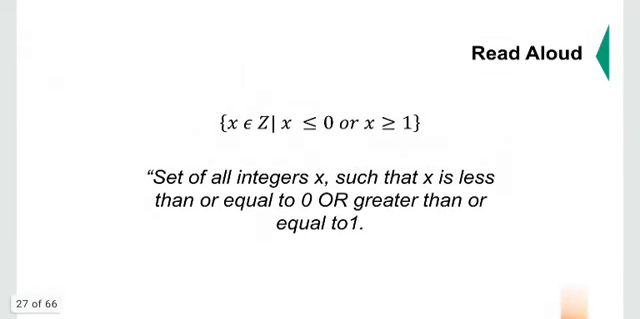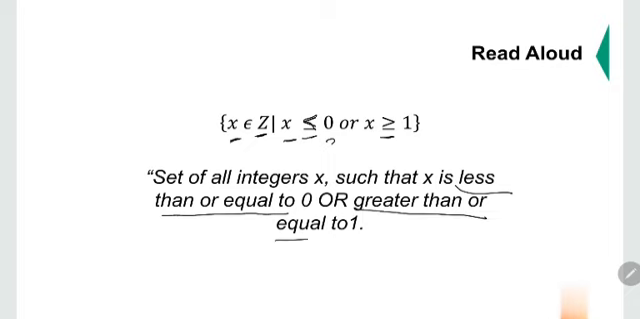This one, set of all integers x such that x is less than or greater than 0 or greater than or equal to 1. Okay, let me repeat that. I think I made a mistake. Set of all integers x such that x is less than or equal to 0 or greater than or equal to 1. Definitely there are two conditions here, diba? Condition 1 and then condition 2. So let's talk about the first one. Let's say this is set C.